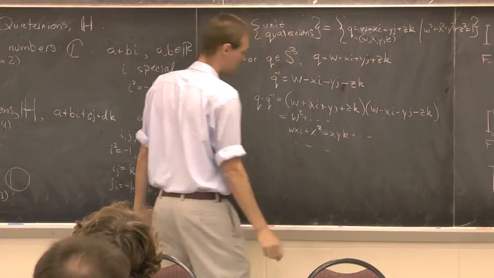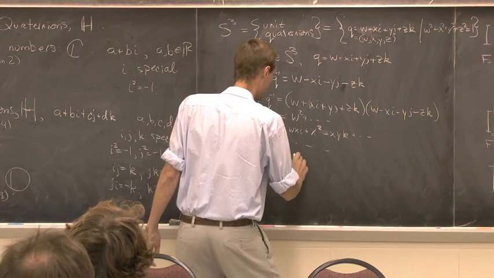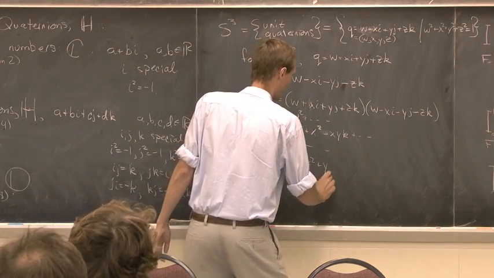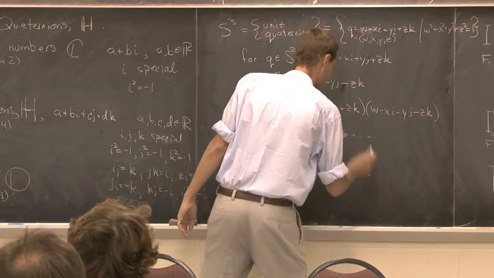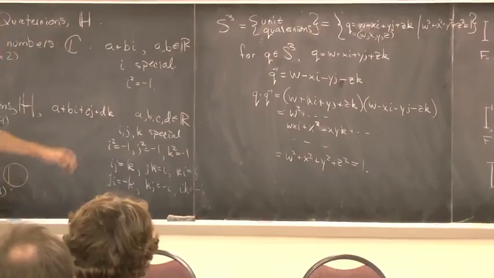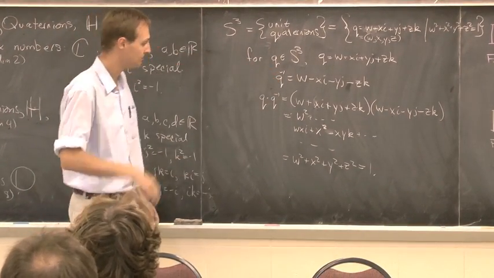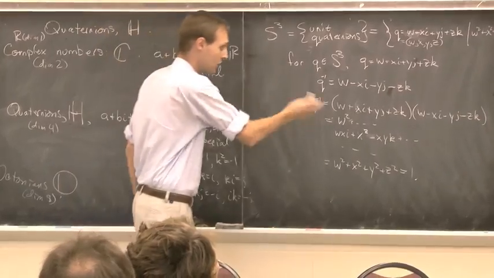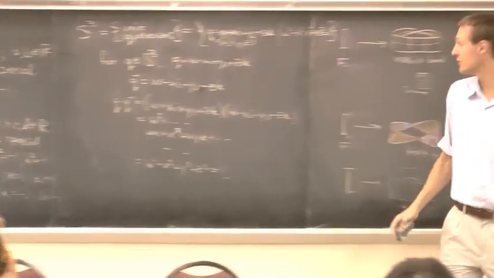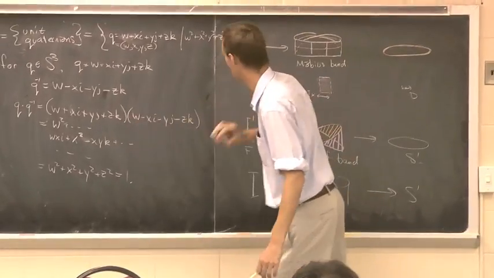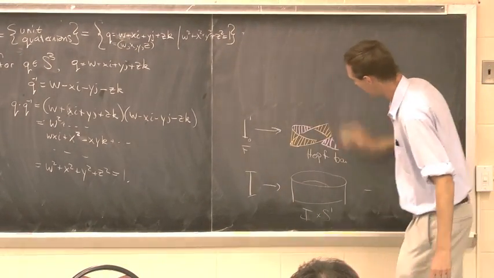And so you keep on going with this formula, and what you find is a bunch of stuff cancels, and what you're left with is w squared plus x squared plus y squared plus z squared. And by hypothesis, that was equal to 1. So this q to the minus 1 really is the multiplicative inverse of q. And the arithmetic is totally straightforward. In fact, if you have nothing else to do for the rest of the talk, then I suggest you can just work this out. It'll be easy.